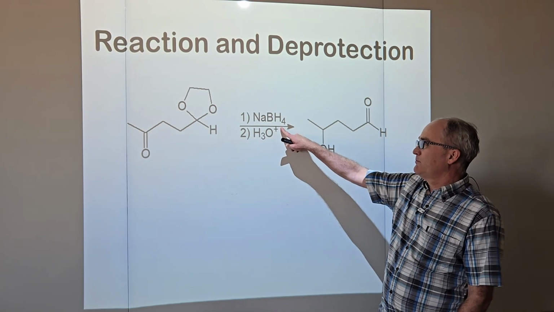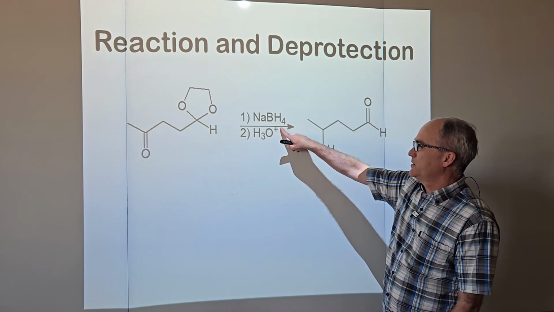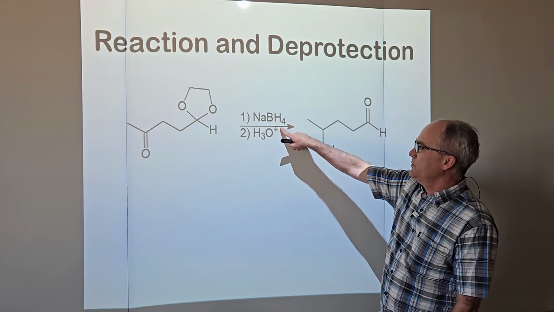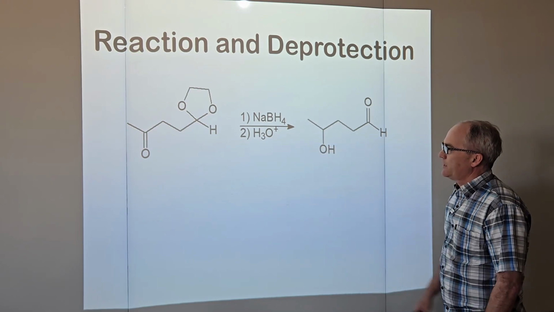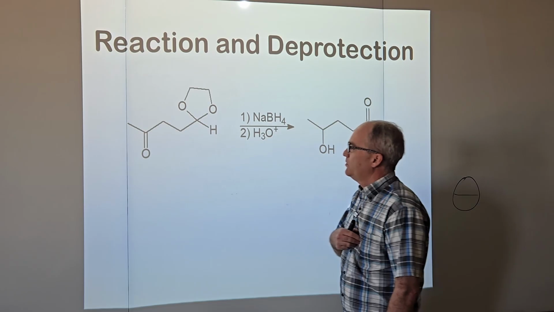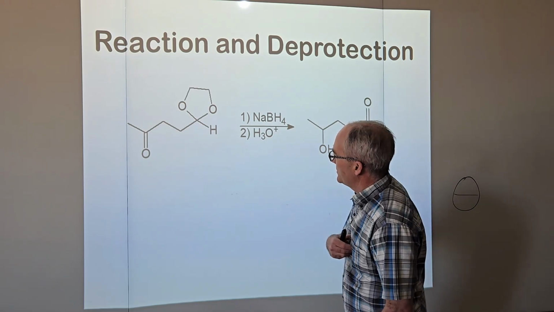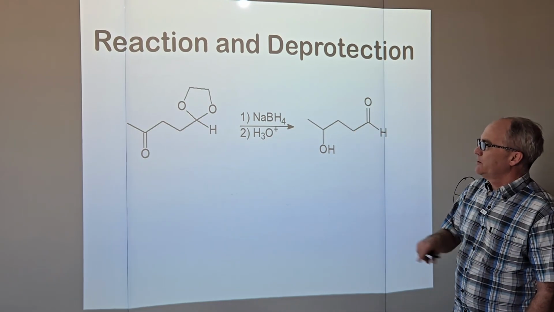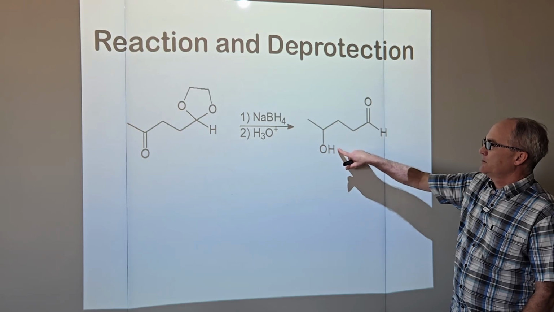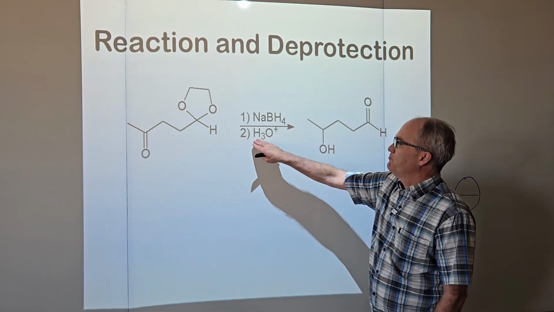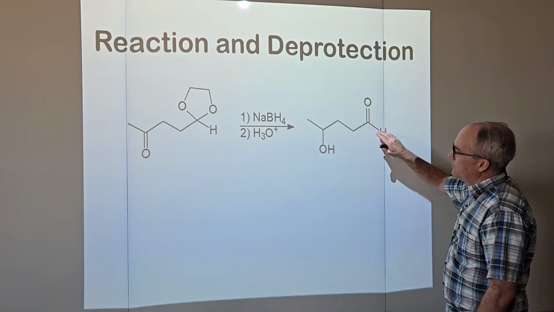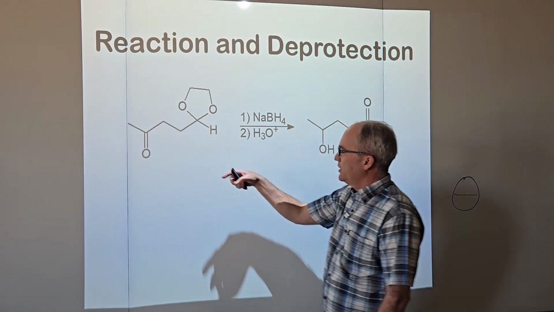So you saw this reagent with my example problem to review some of the chemistry. Sodium borohydride reduces ketones and aldehydes to either primary or secondary alcohols. And then the acid here removes the protecting group.